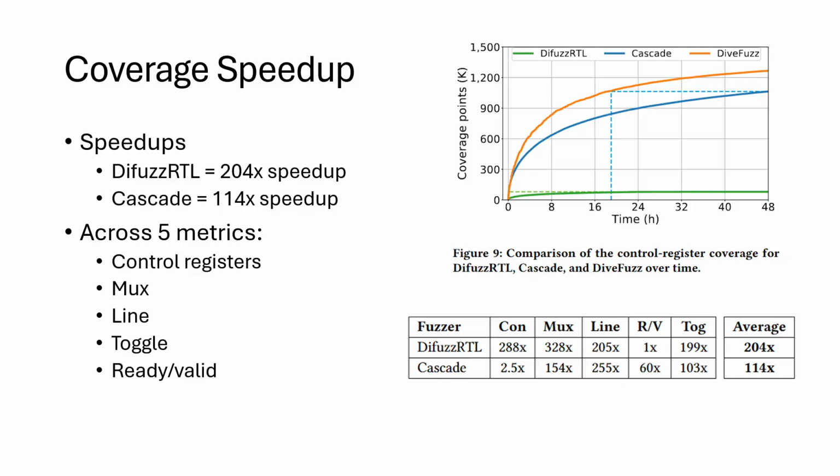And this is across the 5 different coverage metrics that are mostly considered the important ones. So control registers, multiplexers, code lines, ready valid signals, and signal toggles. And we can see that across all of the different metrics the speed up is pretty significant, well within 100x or greater.